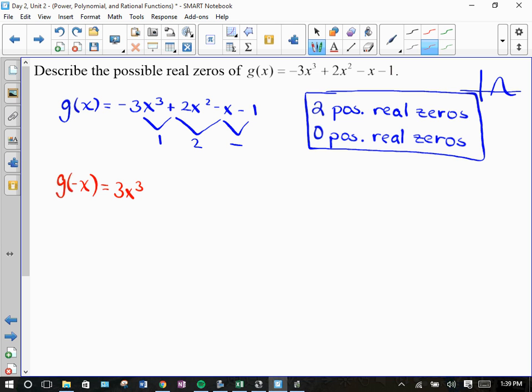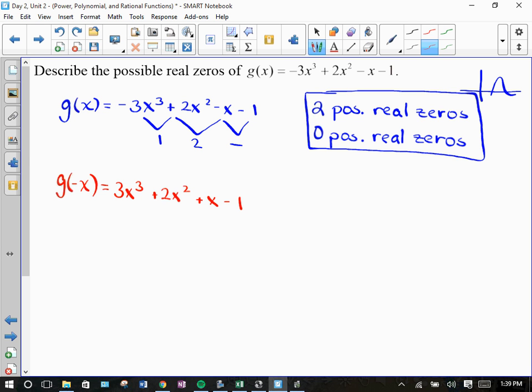Alright. Even exponent, this stays the same. Alright? This is an odd exponent, so that means that's going to change. It's going to change signs. Look, you pay attention? Alright? This doesn't have an exponent, so that's going to stay the same as well.